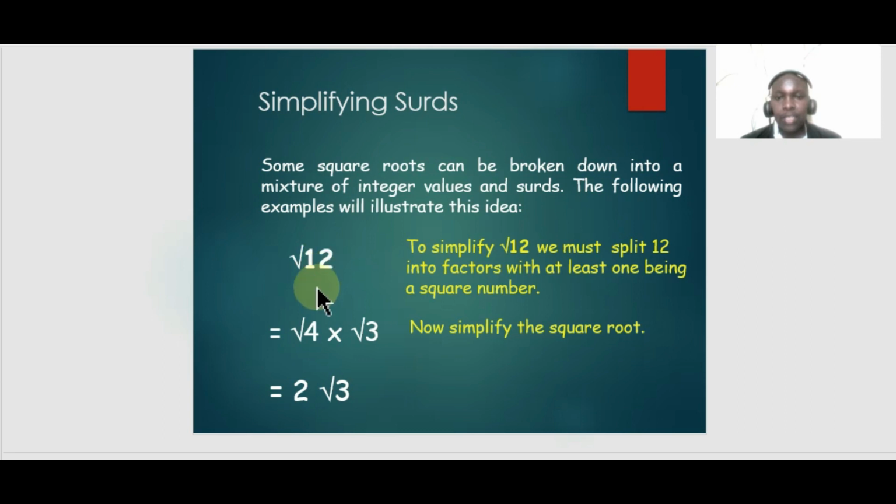Like in this case, 12, we look for a number like 4 times 3. Now when you look at 4, we are able to get the square root of 4. 3, we can leave it like that as a surd. So we write 12 as 4 times 3, so it will be the square root of 4 times the square root of 3. That is what gives us the square root of 12. And the square root of 4 is 2, and the square root of 3, we leave it as a surd, which now the answer will be 2 root 3.